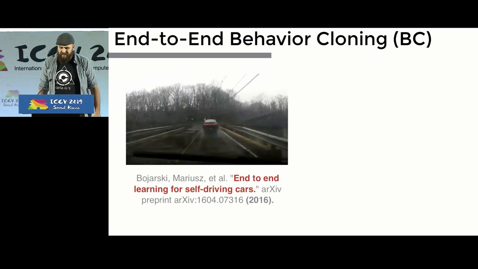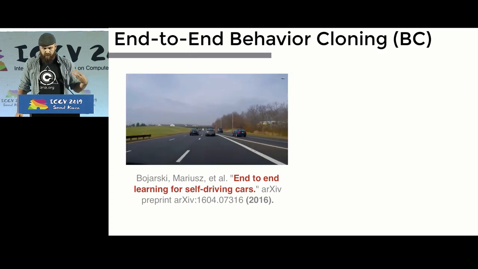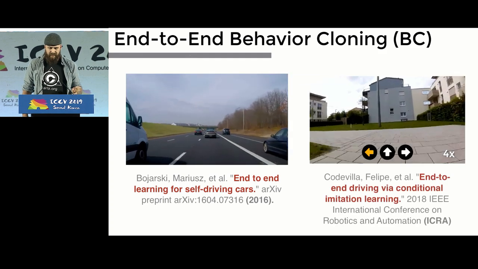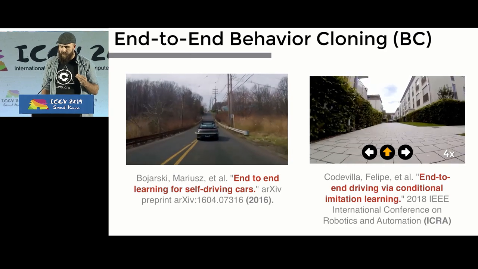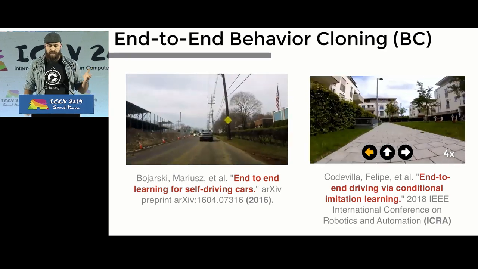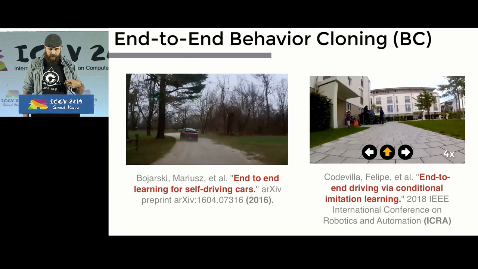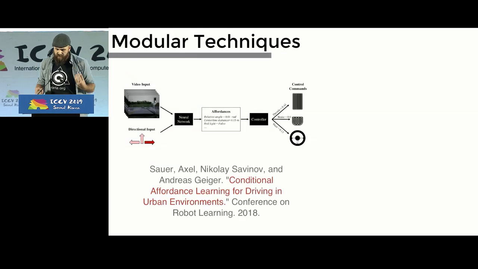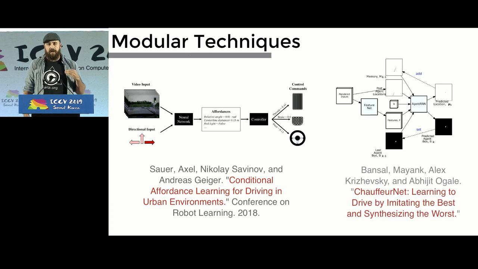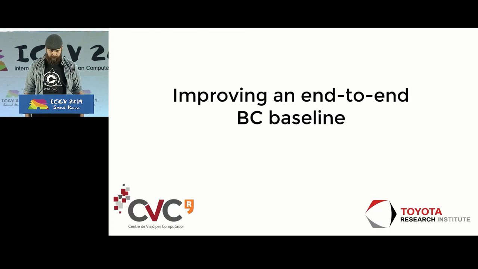Some recent advances have brought behavior cloning to a very consistent performance, yet this technique has not scaled to more complex behaviors than the ones you see here, like lane following or vehicle following. And recently, we can see in the literature a tendency to try to modularize these techniques, however, no extensive empirical examination of end-to-end behavior cloning was yet performed. And that's what we did here.